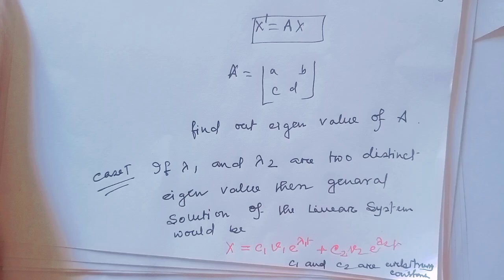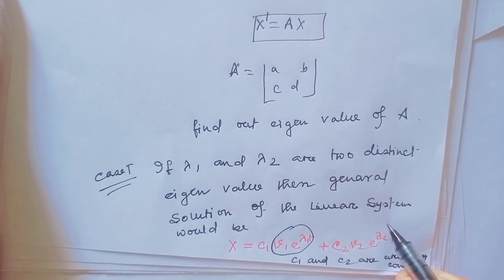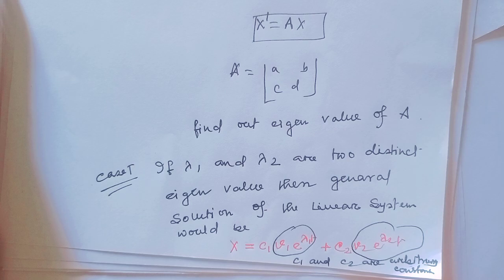If lambda 1 and lambda 2 are two distinct eigenvalues, then the general solution of the linear system would be X equal to c1 v1 e to the power lambda 1 t plus c2 v2 e to the power lambda 2 t, where v1 and v2 are two linearly independent eigenvectors, and c1, c2 are arbitrary constants.